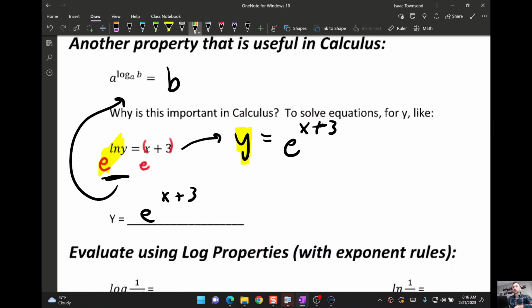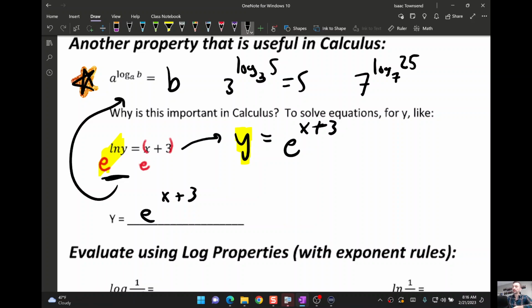So to be truthful, this property is probably not going to come up in anything that we do, but we will expect you to know this property and be able to answer it. So maybe just write out a couple more examples, like if it was log base 3, or 3 to the log base 3 of 5, it just equals 5. If it was 7 to the log base 7 of 25, it's going to be 25. As long as those numbers are the same and it fits that format, it will all simplify to what you're taking the log of.